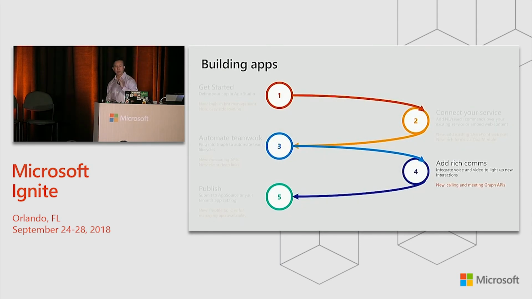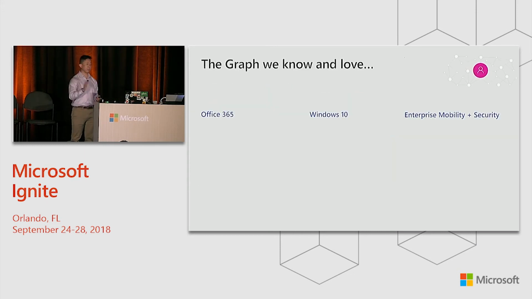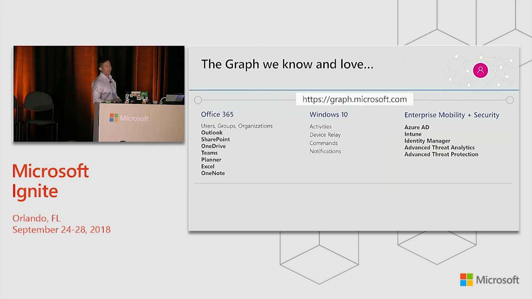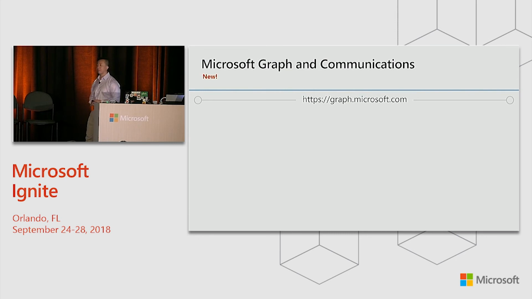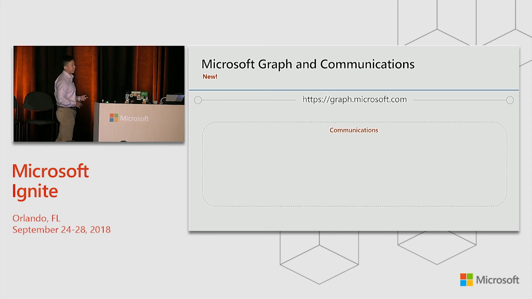The next step is around adding comms. So I'm going to go through this fairly quickly because, again, there is a session covering this in detail, and I cannot do it any kind of justice in 5 minutes. But really, the way to think about this is, under the Microsoft Graph, we are enabling a new set of endpoints to facilitate real-time communications, calling, meetings, voice, and video.